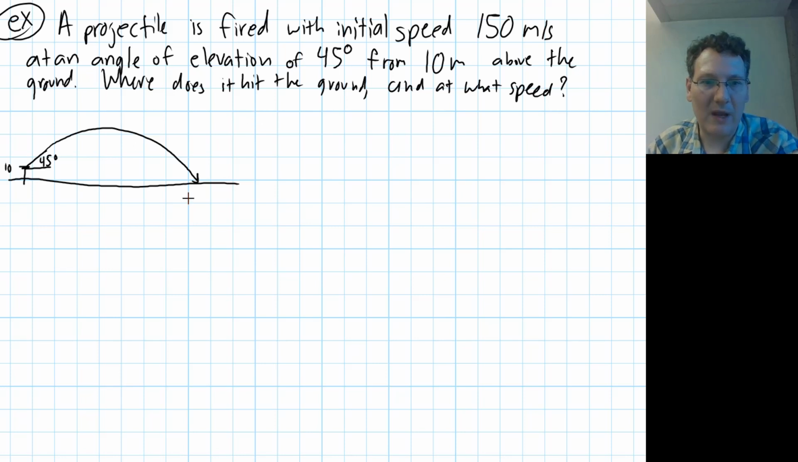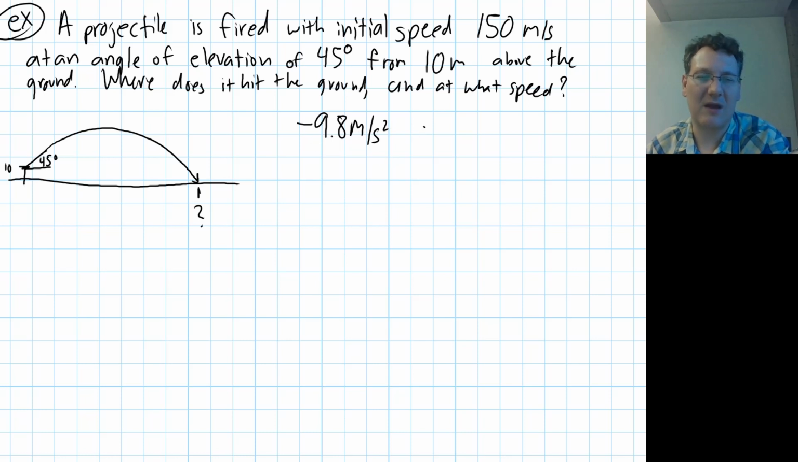We want to know, where does it hit? How far away from the starting point and at what speed. And we want to remember that the force of gravity is negative 9.8 meters per second squared. That's gravity, and that's actually going to be our kind of starting point. We're going to put all of these things in terms of vectors.